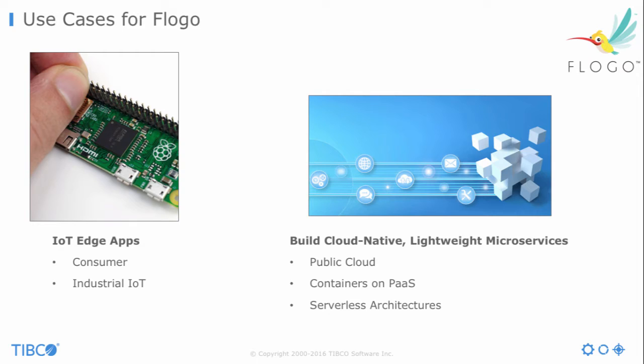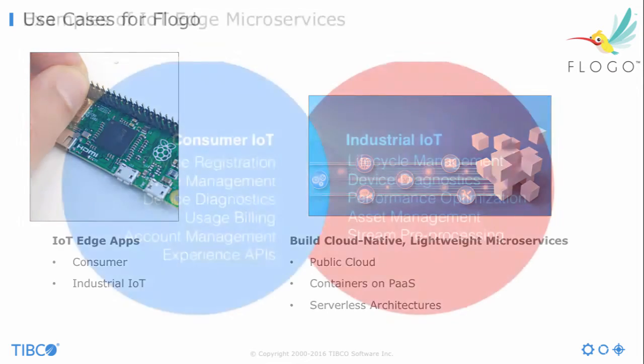And the other one is to build cloud-native lightweight microservices for public cloud services, for containers on a platform as a service, or even for serverless architectures. So where you pay for every kind of memory you use and for every message you send. So here it's really important to have the low consuming applications. And here it makes a key difference if you use an application which uses Java or JavaScript or something very lightweight with Flogo powered by the Go programming language.